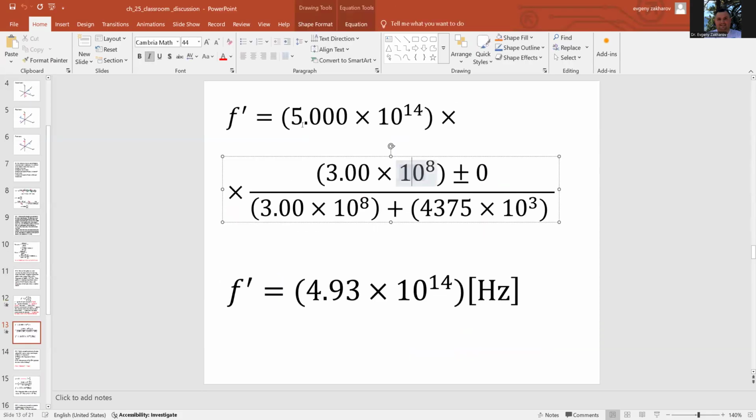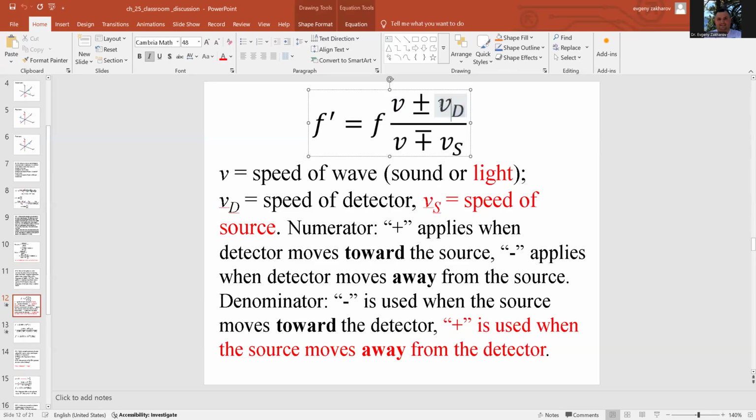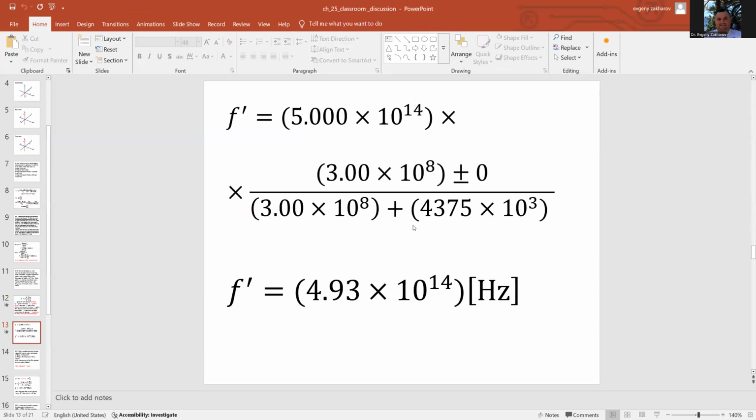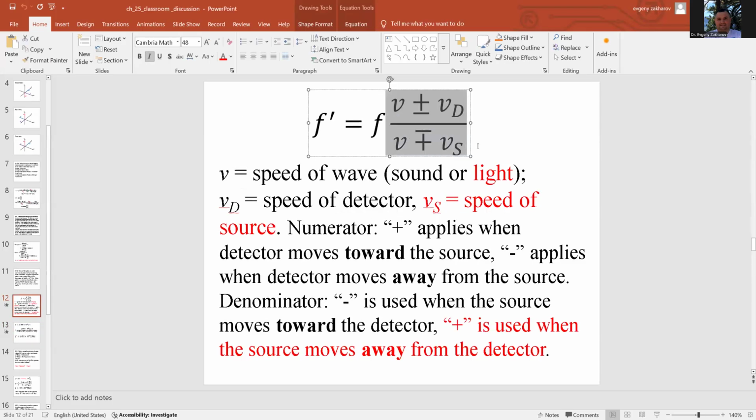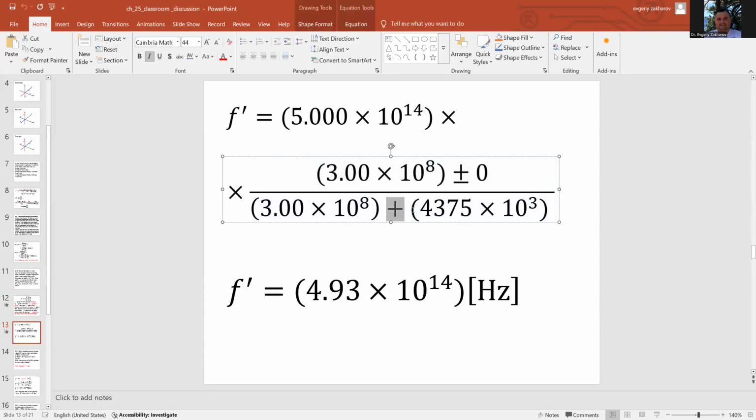Yeah, and that's exactly what we have. This is the original signal. This is the speed of light, and it doesn't matter plus or minus because the detector is the Earth, and the Earth is just sitting still. We are sitting here on Earth, and we are sitting still with respect to that galaxy that is racing away. And the source, the galaxy, is moving away. Away means a plus, so we're doing a plus.